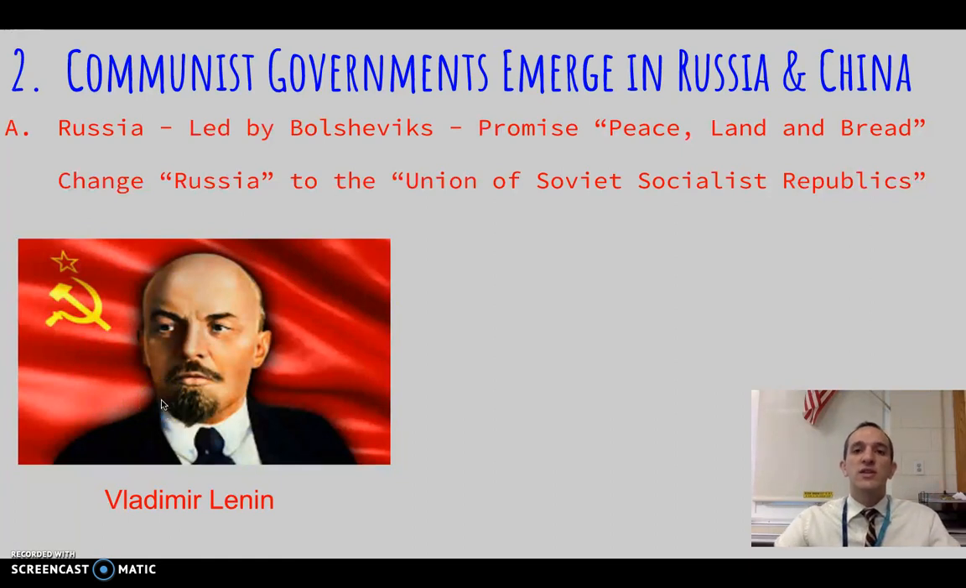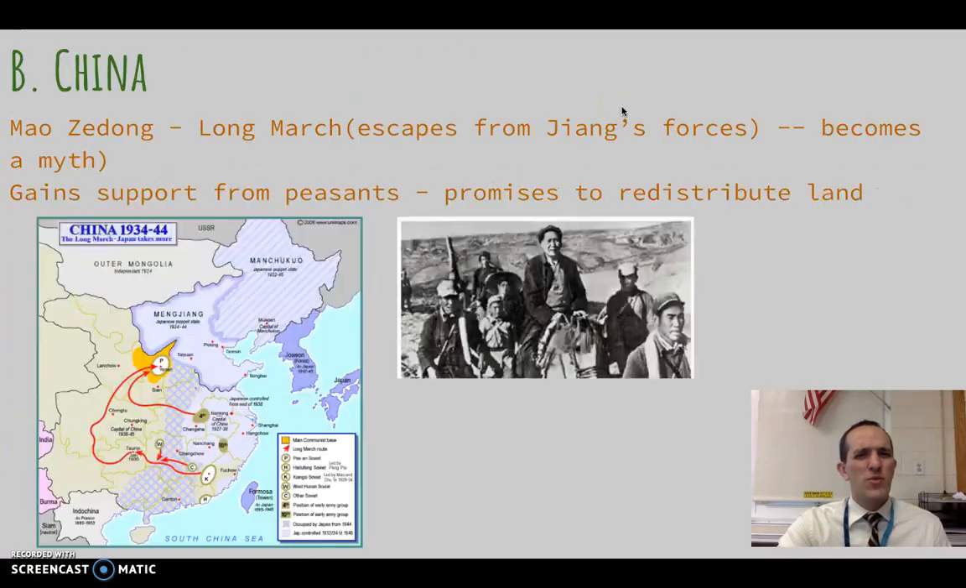They're going to change the name of Russia. They win this revolution, and they are going to start a communist country. So they overthrow the Tsar. They are going to start a communist country, and they are going to call it the Union of Soviet Socialist Republics, also known as the USSR, also known as the Soviet Union. So Russia officially has their revolution. This is the leader, Vladimir Lenin, and they are Bolsheviks. We'll talk more about this in class.